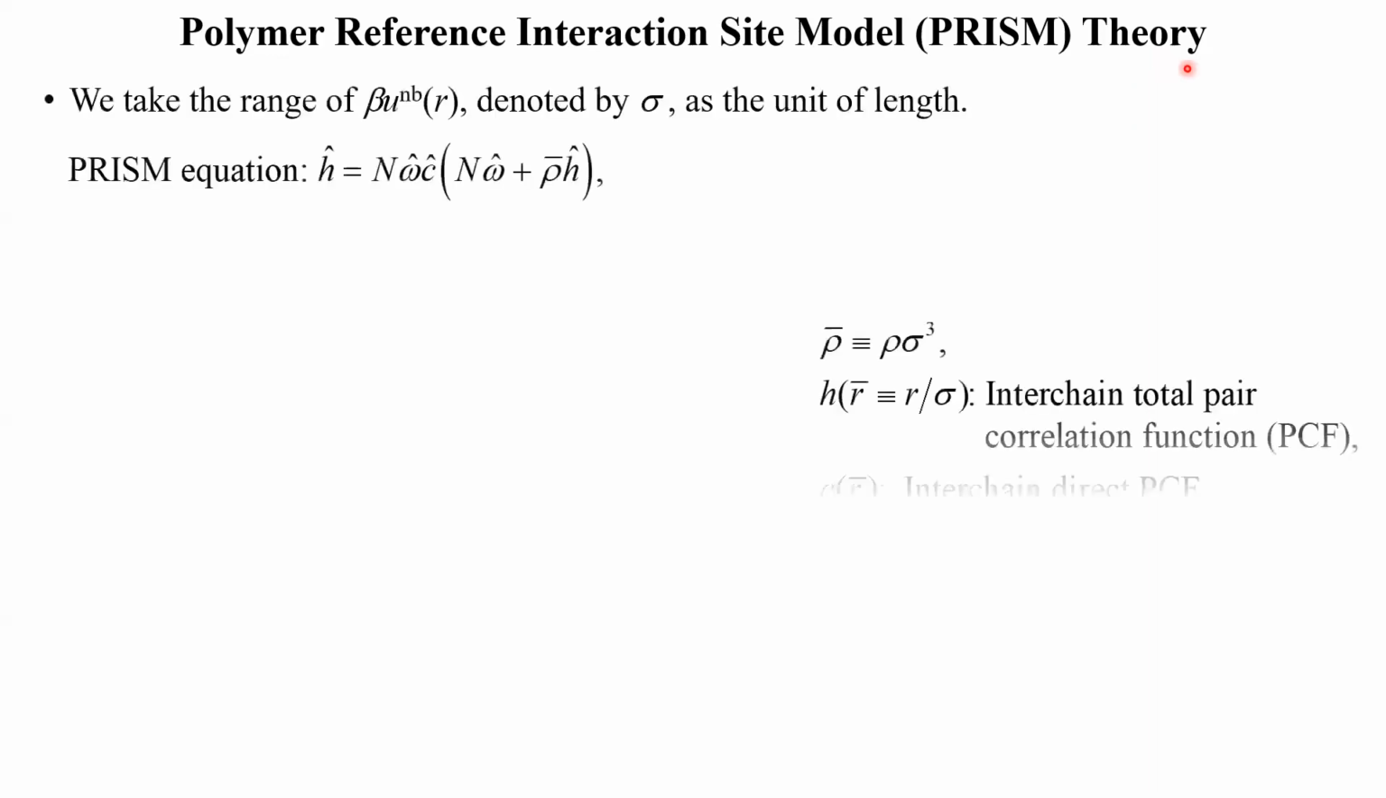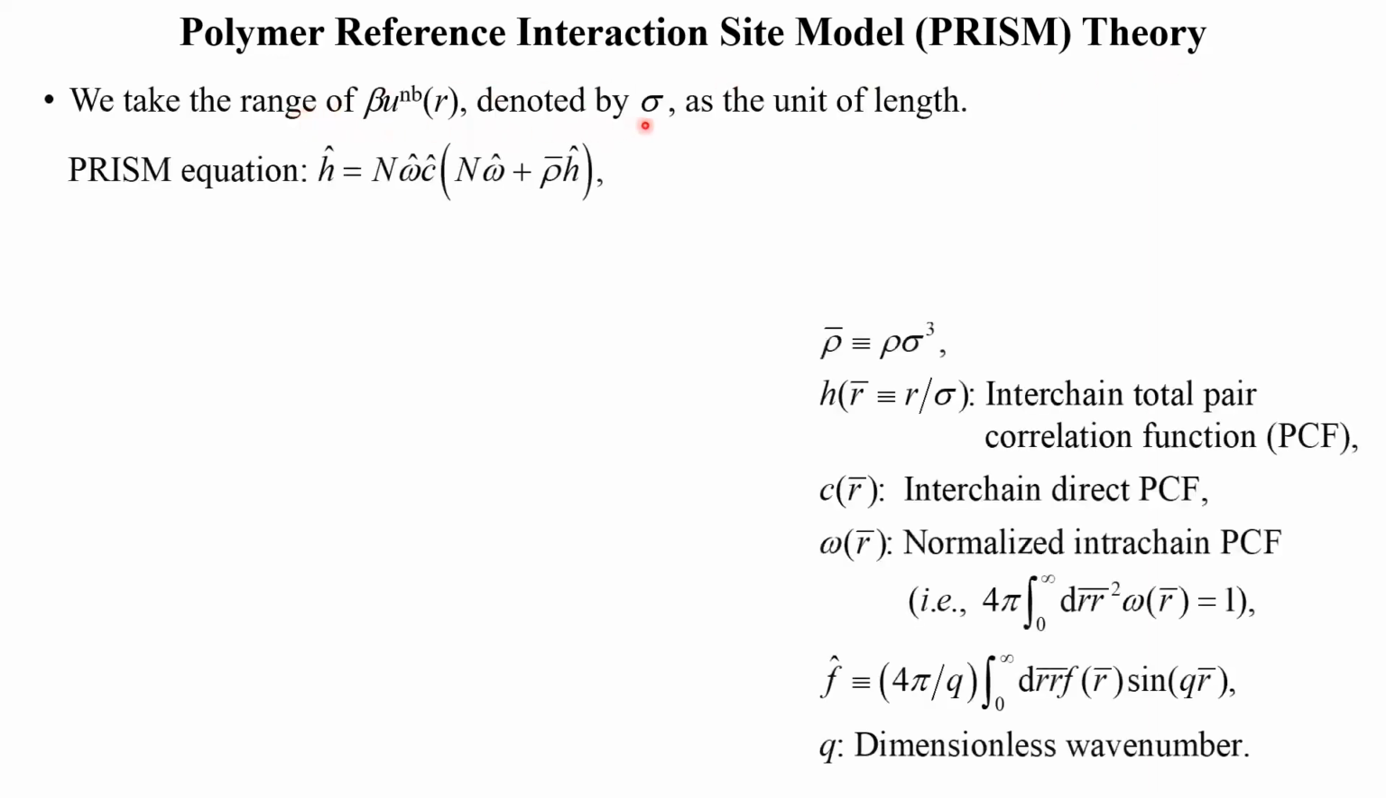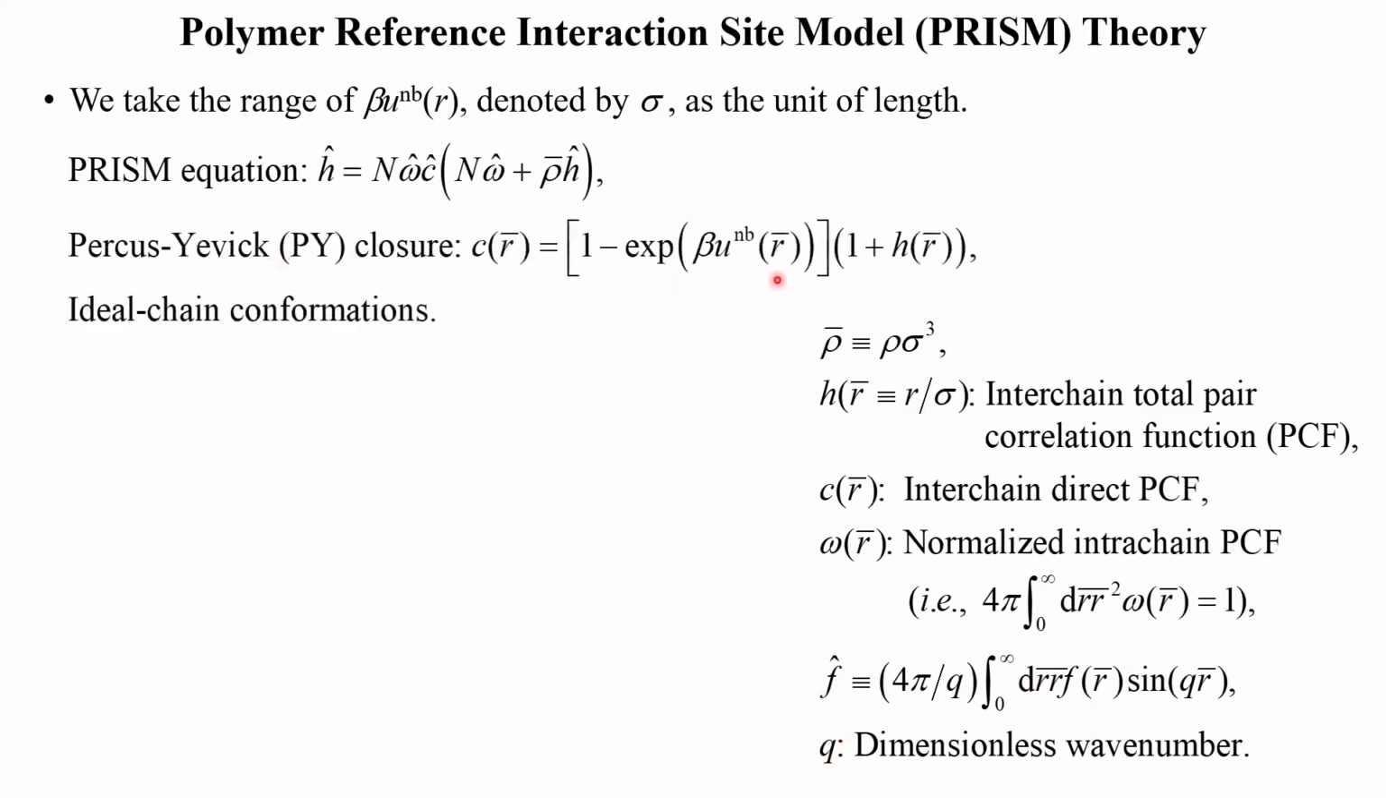With the range of the non-bonded potential sigma taken as the unit of length, the PRISM equation for our generic models is given by this, where h and c are the interchain total and the direct pair correlation functions between segments, respectively. ω is the normalized intrachain pair correlation function, and the hat denotes 3D Fourier transform of a radial function with q being the dimensionless wave number. We use the Percus-Yevick closure, which works well for our short-range and purely repulsive potential, and ideal chain conformations.